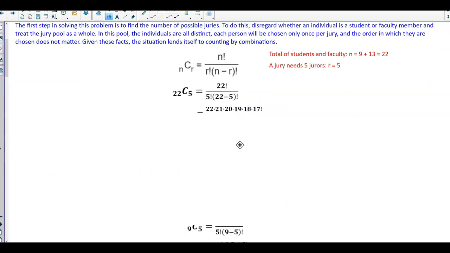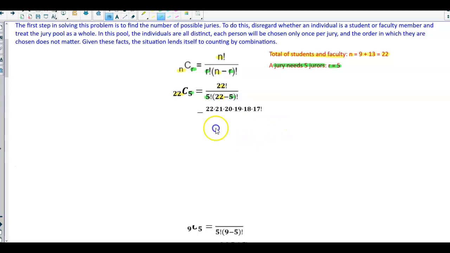So what we're going to do here is the following. We know that the total number of students and faculty in our problem is adding them together, meaning that n is going to equal 9 plus 13, which is 22. So therefore, n in our problem is going to equal 22. Okay, and we know that a jury needs 5 jurors. So that means that r is going to equal 5.